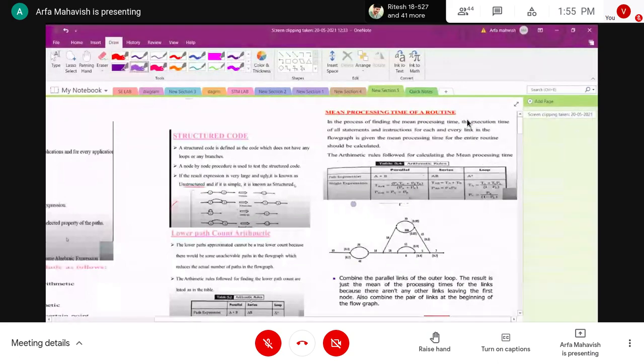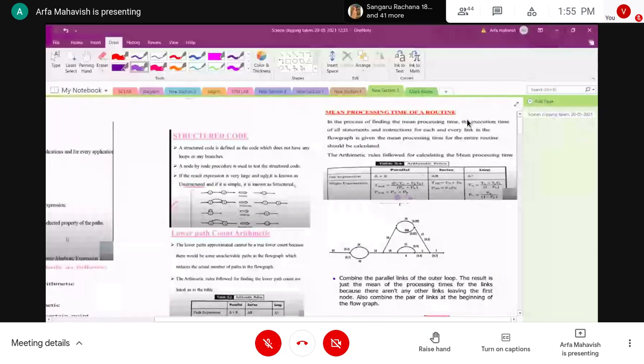So this is the formula. Basically there are three cases: parallel, serial, and loops. For parallel, with the weightage, we are doing TA plus B equals (TA times PA plus TB times PB) divided by (PA plus PB), where the probability of the parallel path is PA plus PB.